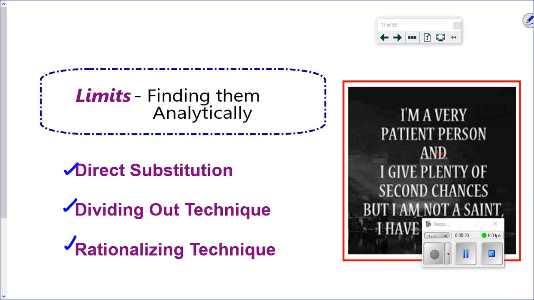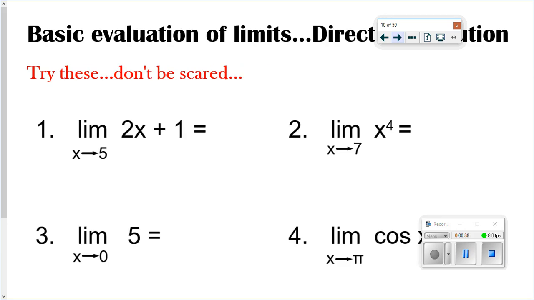Remember last class we looked at limits and how the left and right hand side must be equal in order for a limit to exist. So today we're going to look at 3 algebraic ways of determining if a limit does exist. So the first way is just basic substitution.